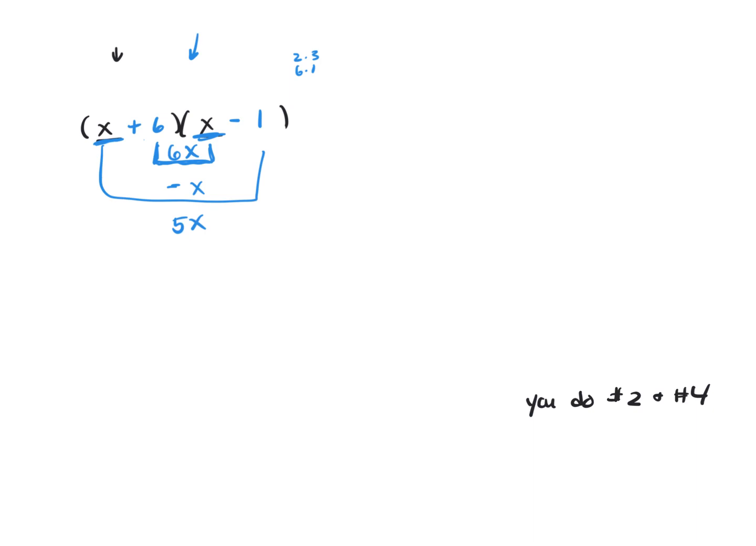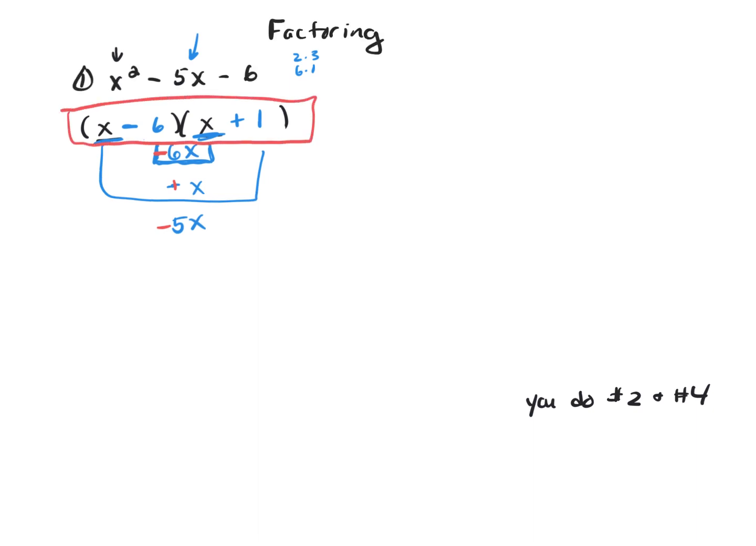When you're off by the sign, all you need to do is switch your signs. So this needs to be a minus. This needs to be a plus. Because when I check that, it gives me a negative 6x and a positive x is a negative 5x. So that is how you factor.